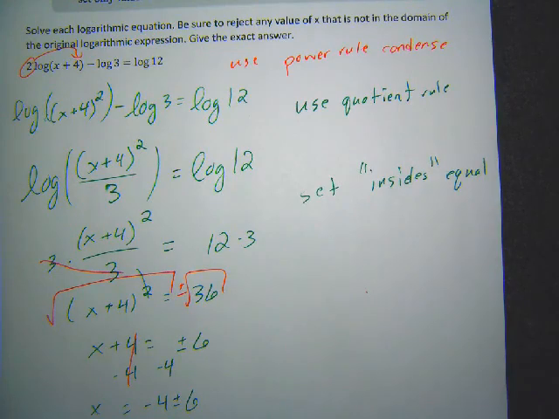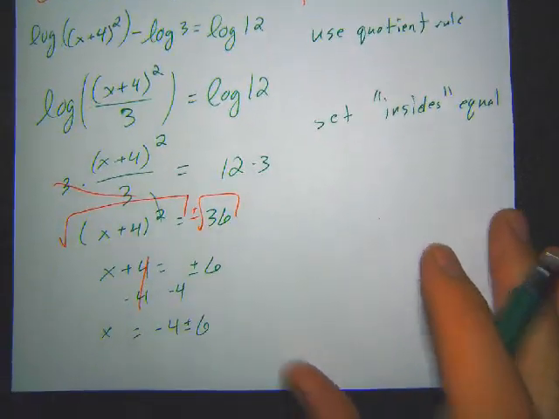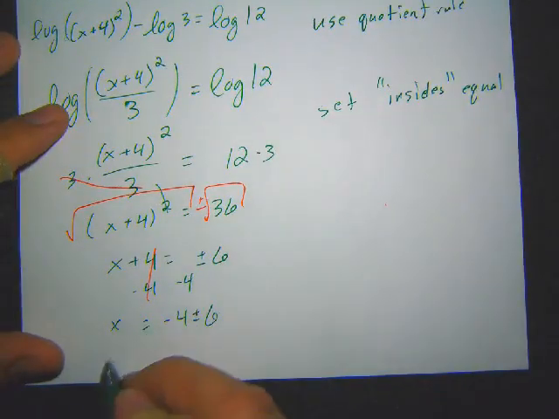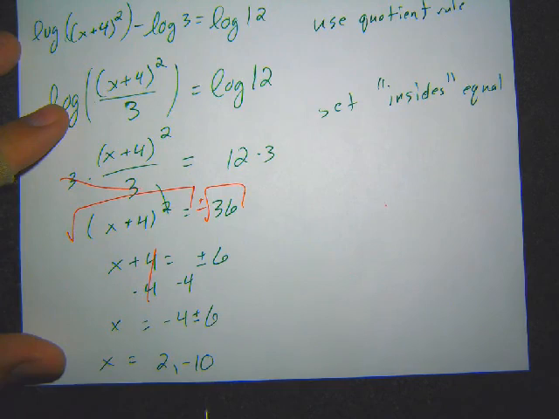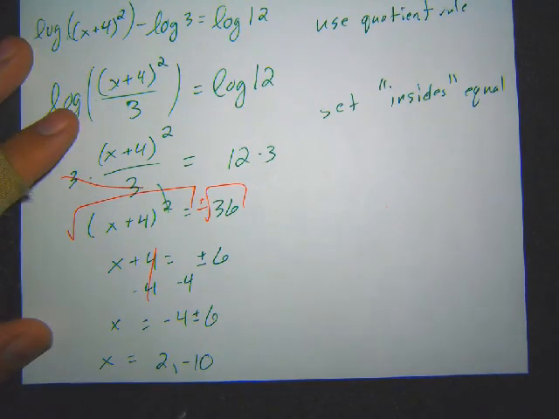This one, I'm not done here because I can finish solving it because I can do -4 plus 6 and get 2, and I can do -4 minus 6 and get -10. Those would be my 2 answers for this one because -4 plus 6 is 2 and -4 minus 6 is -10.